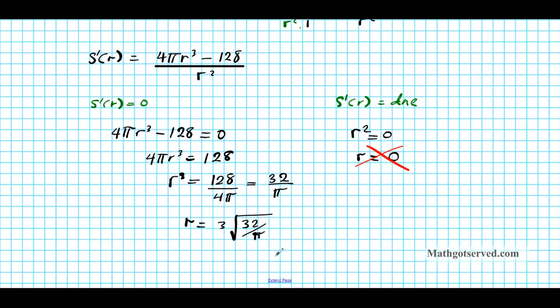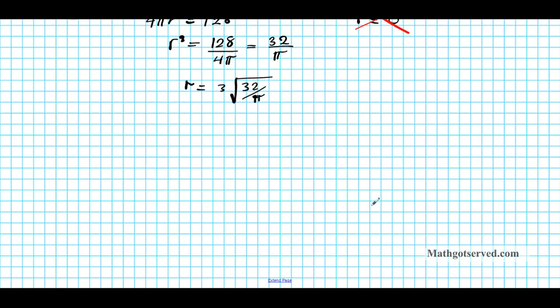So what we're doing in this problem is we're looking for the minimum. We're trying to find the least amount of material. So let's classify this. We're going to do a classification. Now, if we can show that this is a minimum at this point, then we have accomplished our goal. All right, so let's classify.